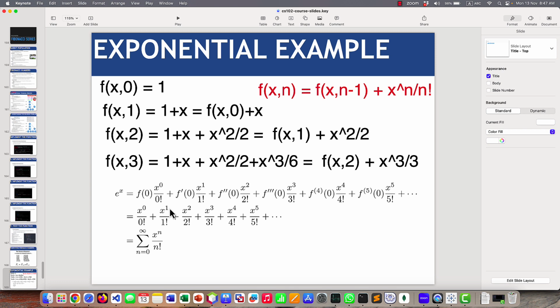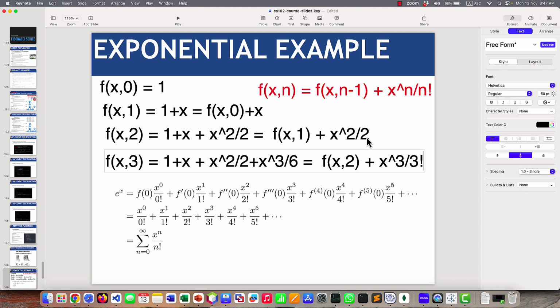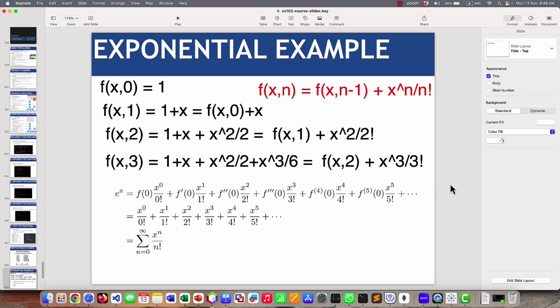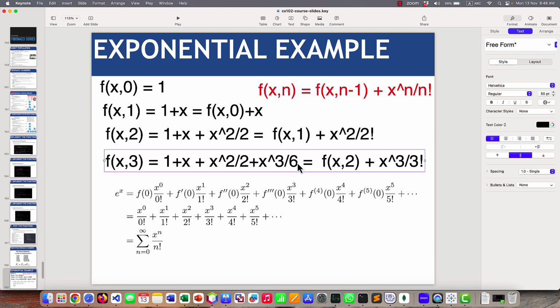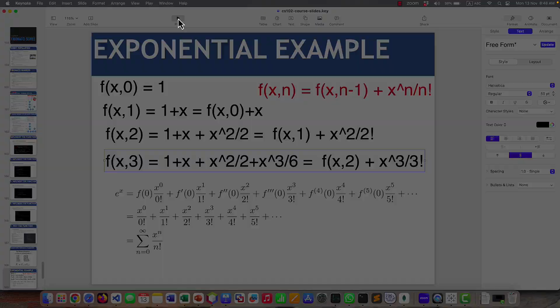The last thing, is it 3 or 3 factorial? No, 3 factorial. 3 factorial here and 2 factorial here. Yes, 6. 3 factorial is 6. So we don't put 6 here. No problem. This is just to keep the pattern; you can write it any way, but for me it keeps the pattern easier. So that's pretty much about it.